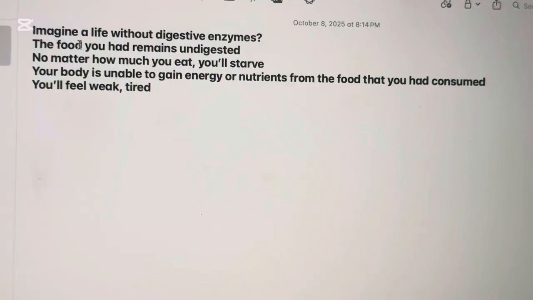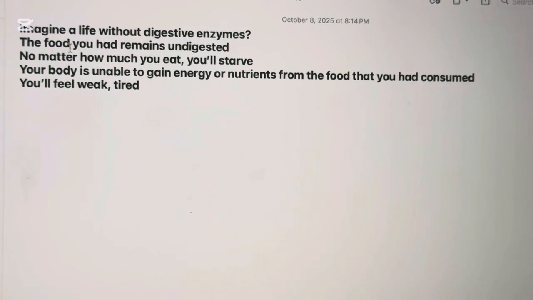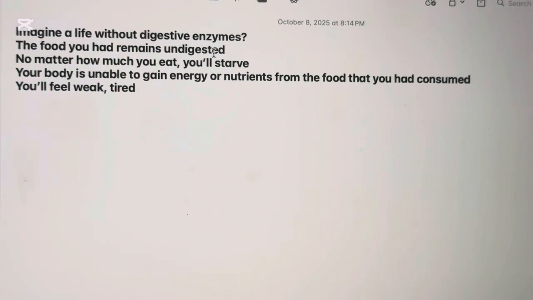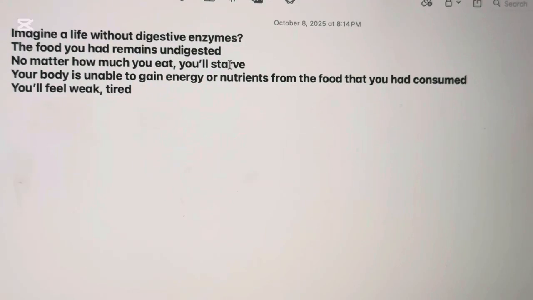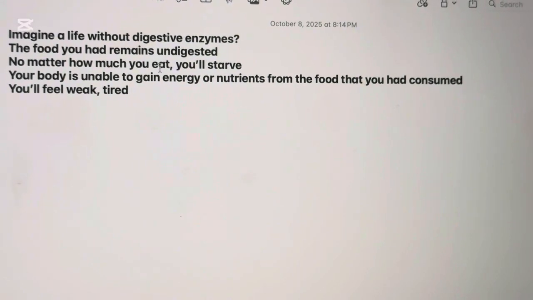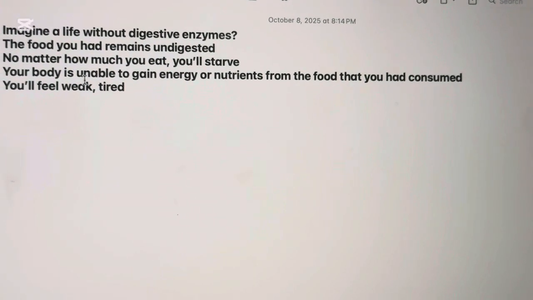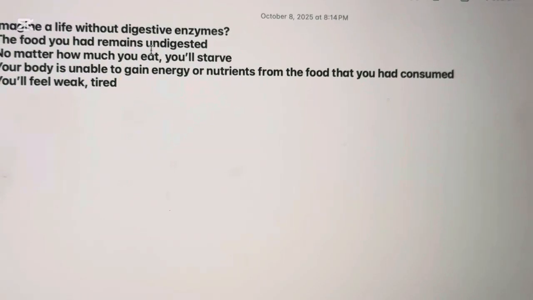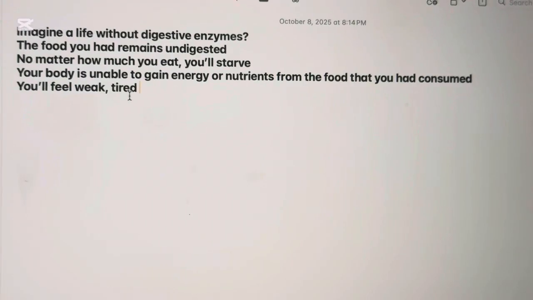So you see, without digestive enzymes, the food you had remains undigested. It will just sit there in your stomach. And no matter how much you eat, you will starve. No matter how full your stomach is, you will keep on starving. Your body is unable to gain energy or nutrients from the food that you had just consumed. So that will make you starve, that will make you feel weak and tired.